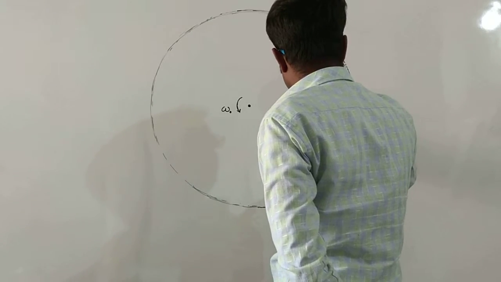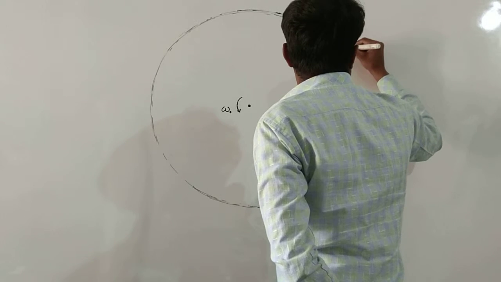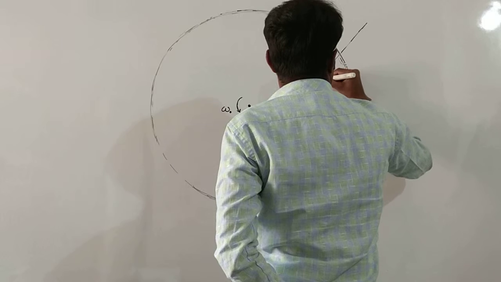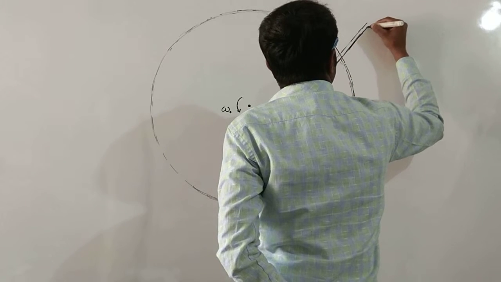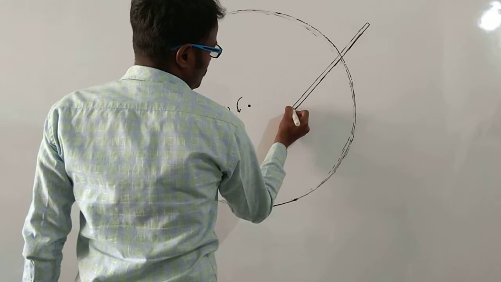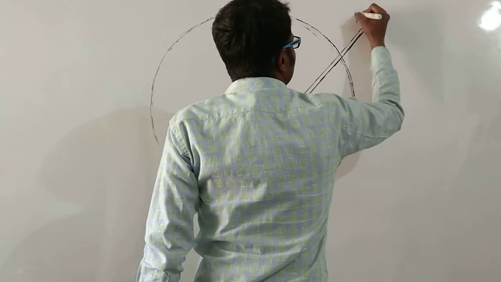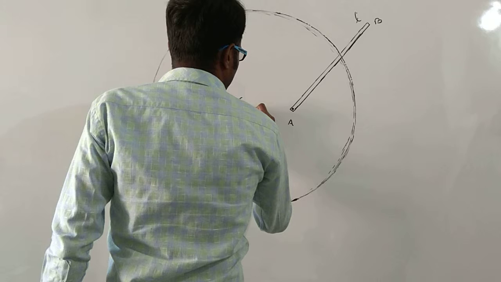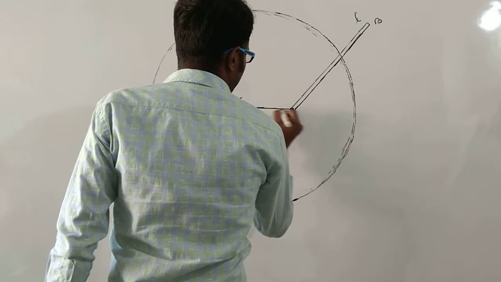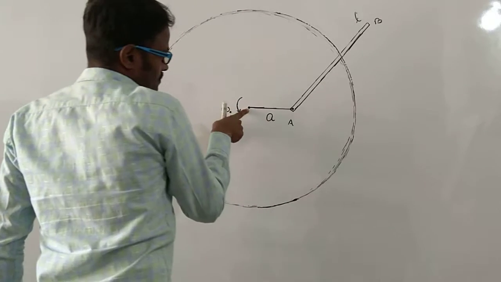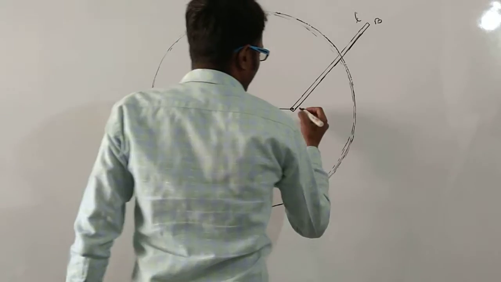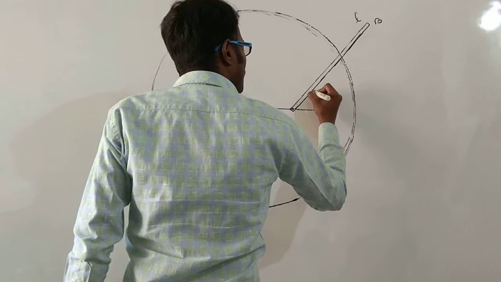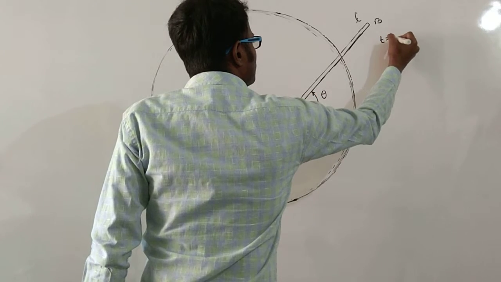and here is a rod of some length. This is a thin uniform rod. It is oscillating about this point of suspension passing through A. Suppose this has a length small l. AB is a thin uniform rod. This is a distance a from the rotational axis. This is supposed to be an angular position theta at an instant t equal to t.